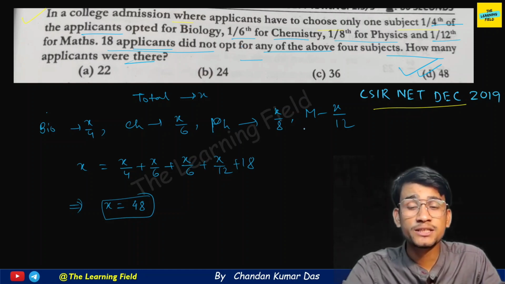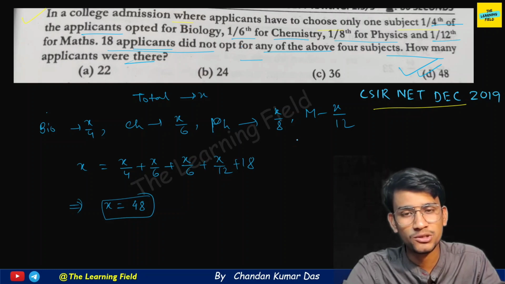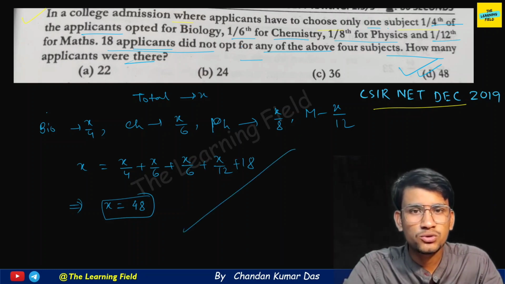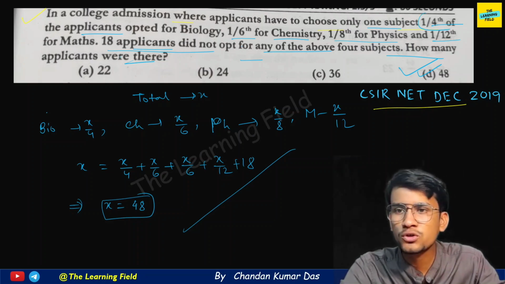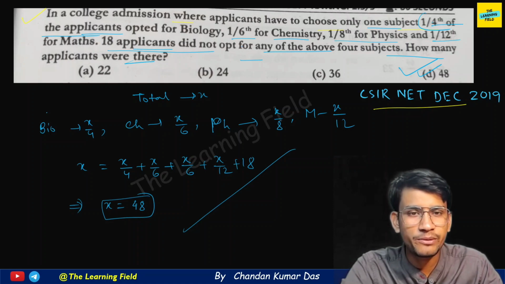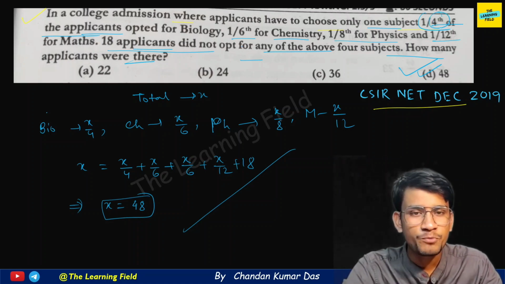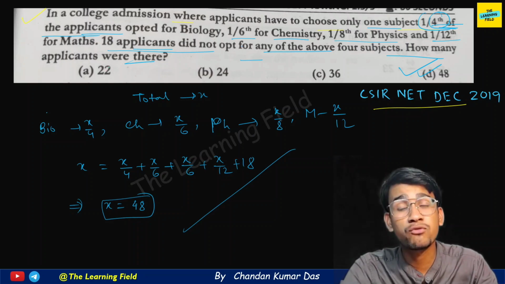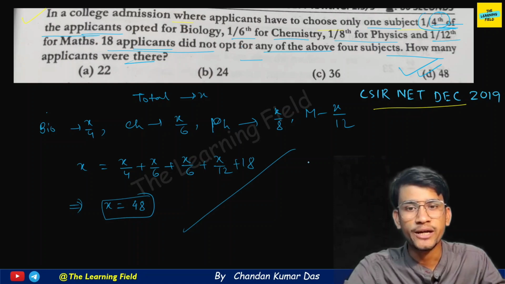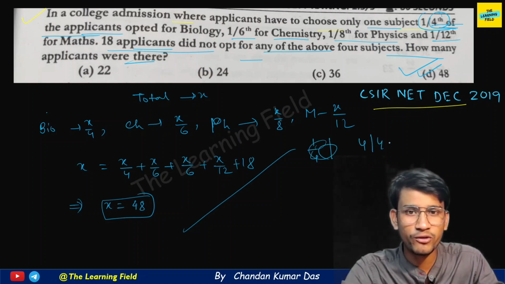Now you can solve this question in another way, which is the more logical method. The previous one was the mathematical approach. It says to choose only one subject, 1/4 of the applications. That means this 4 must divide the total number of applications, because it says 1/4 of the applications, and the number of applications must be in integer form. That means this 4 must divide 48.